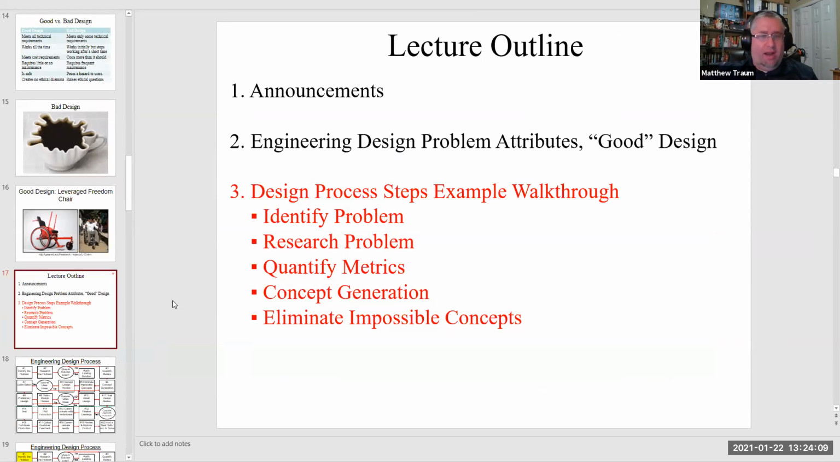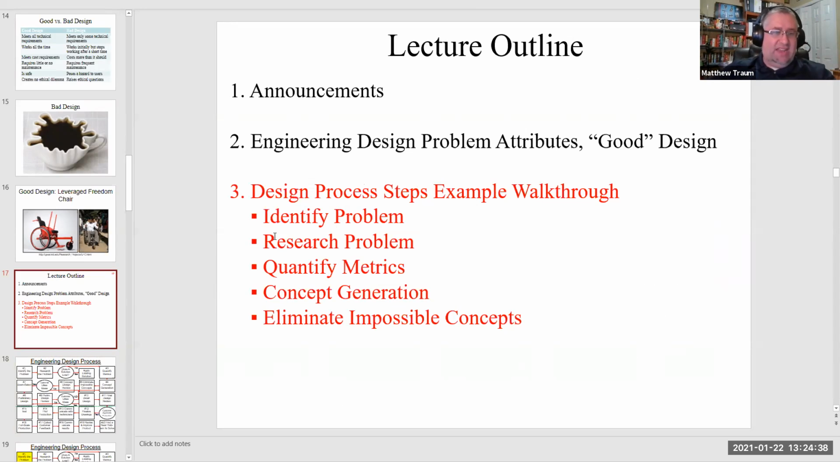Okay, before I move on then to walk us through a couple steps in the design process, are there any questions about the attributes of design or what good design versus bad design is? Nope. Okay, so given no questions, let's move into a couple of steps in the engineering design process.